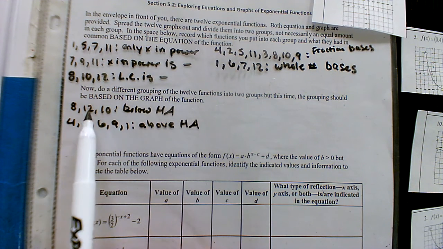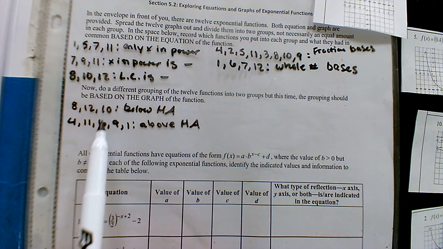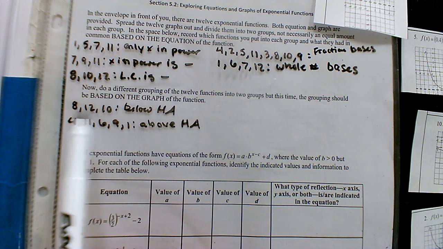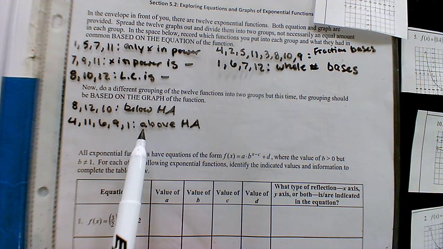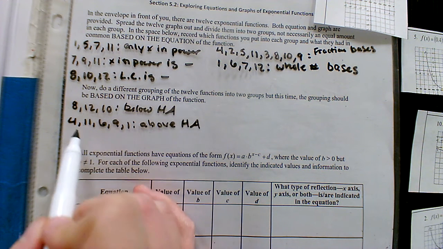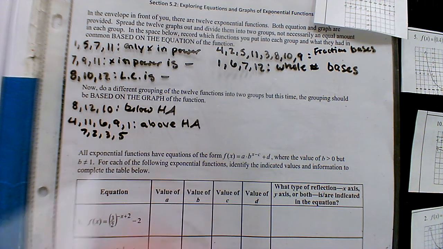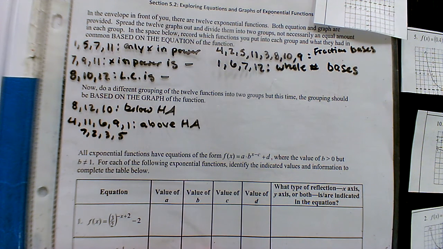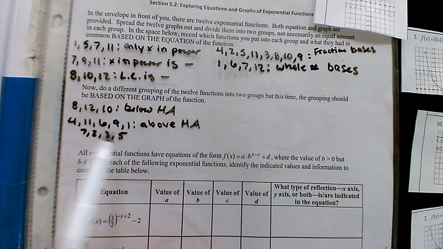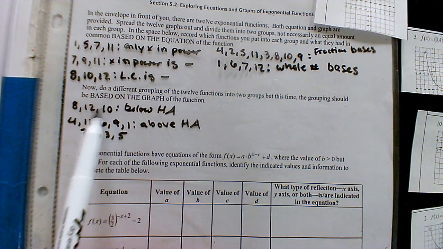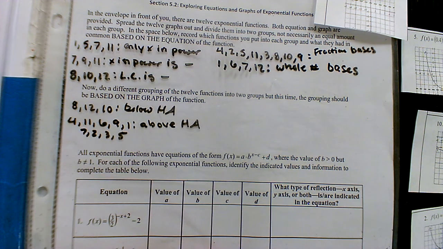All right. So, where's 3? Where's 2? Where's 5? Where's 7? If these are the only ones below and these are the only ones above, we're missing some. We got some more above? Okay. 7, 2, 3, and 5. I like those. So all those are above. 1, 2, 3, 4, 5, 6, 7, 8, 9, 10. There we go. All accounted for.